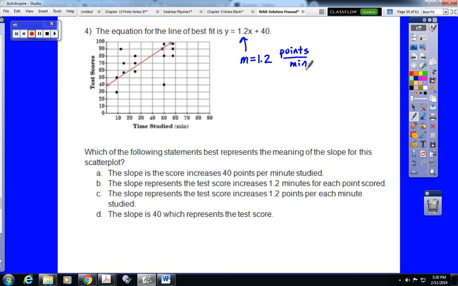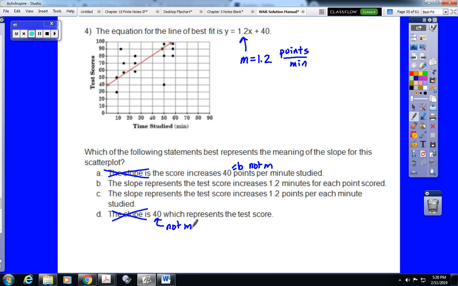So when we're looking at this, it says the slope is the score increases 40 points per minute studied. 40, that's the b, not m. So that is not the correct answer. Same thing for D. The slope is not 40. So that should get eliminated immediately.